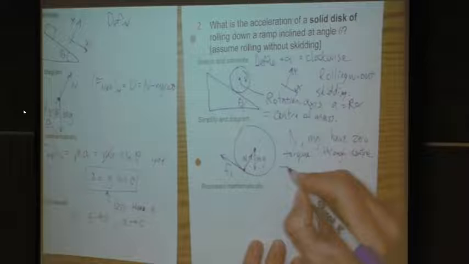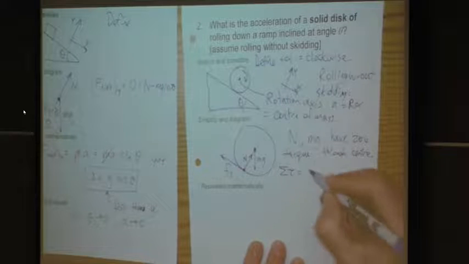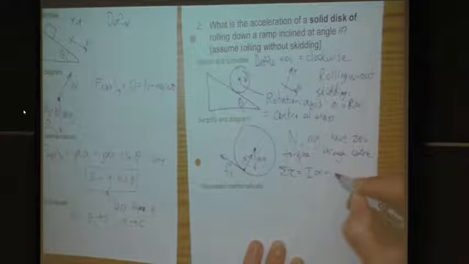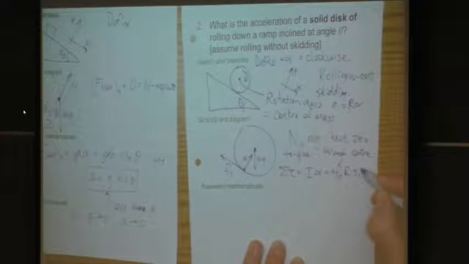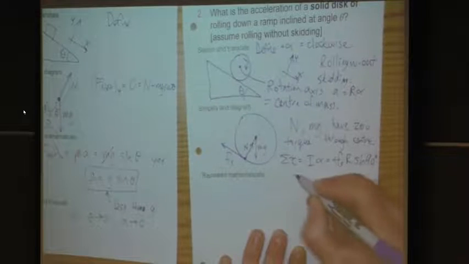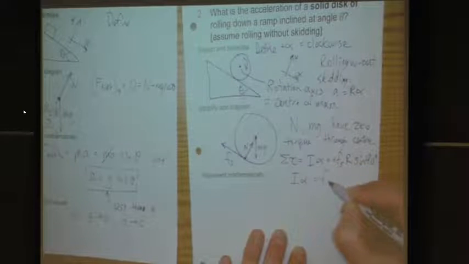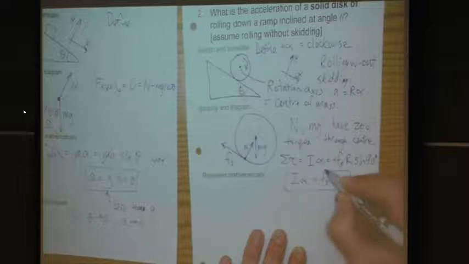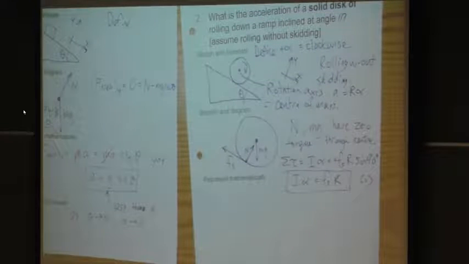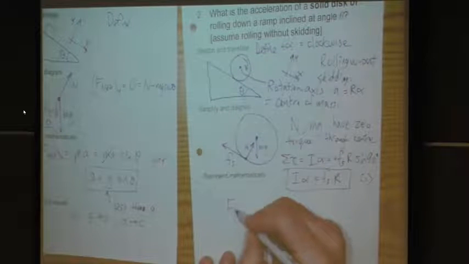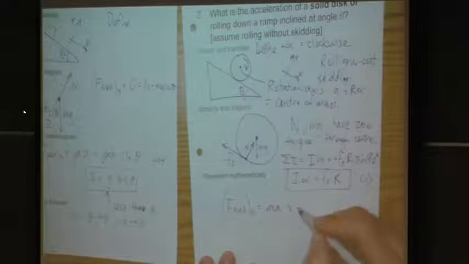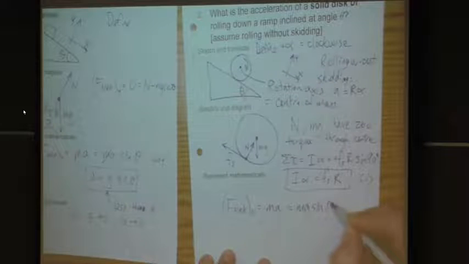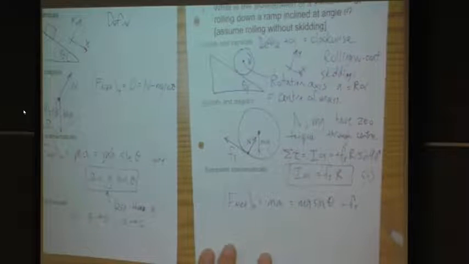So the sum of the torques is equal to I times alpha, which is equal to, I think it's plus F, because that's clockwise, times R times sine of 90 degrees. And I get that I times alpha is equal to Fs times R. So that's an equation. And I've got F net in the x direction is equal to Ma, which is mg sine theta minus F sub s.